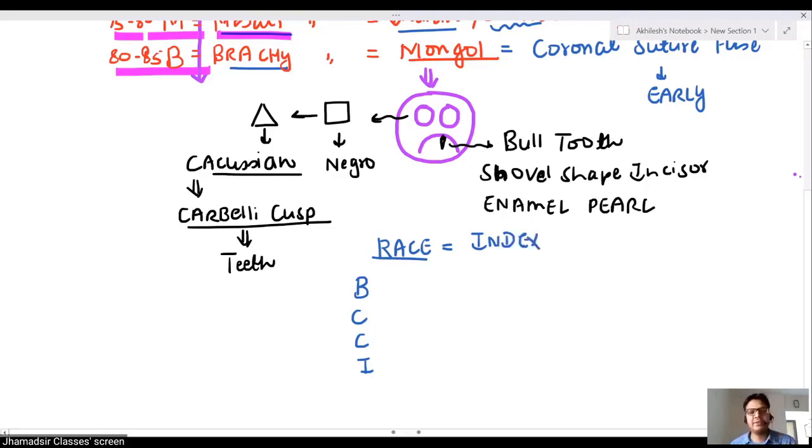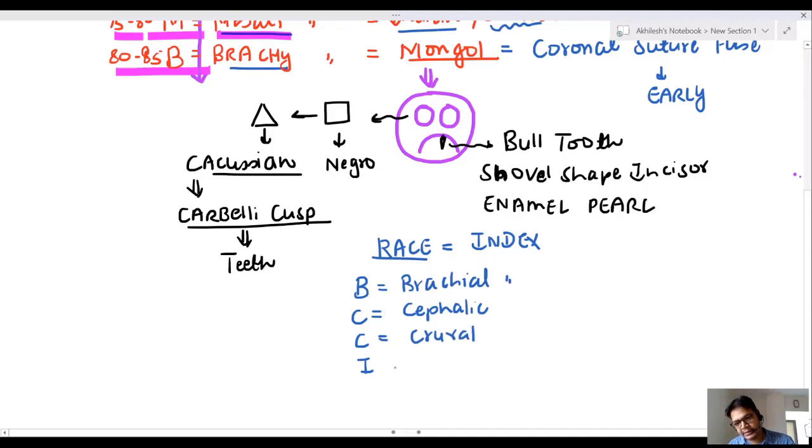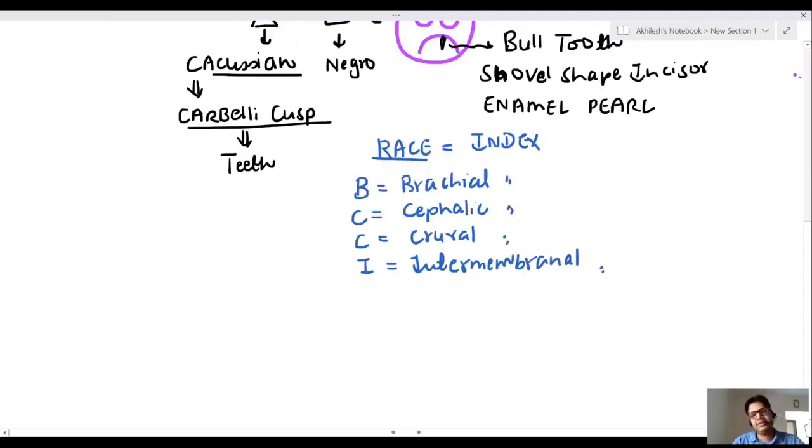BCCI. First we discuss the cephalic index. B for brachial index. C for cephalic index, already discussed, skull bone. C for crural index. I for intermembranal index. These are the indices which are used for race.